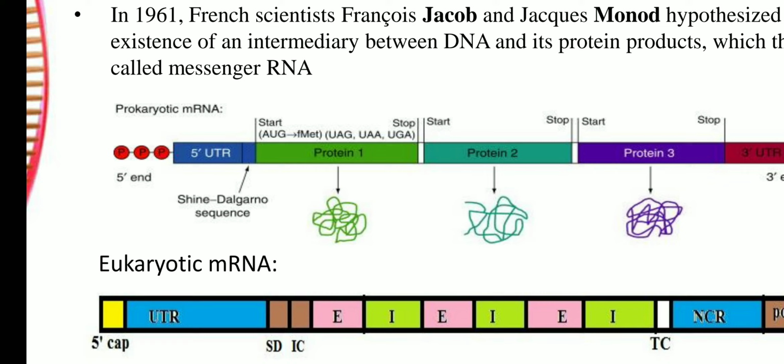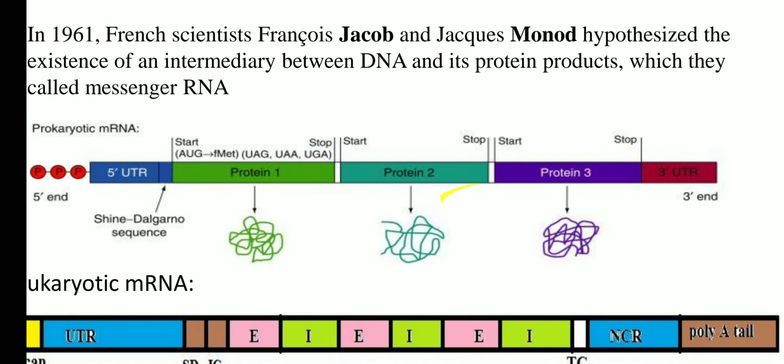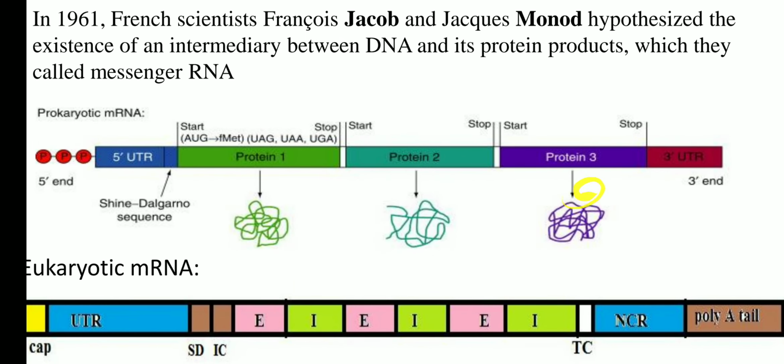Many other codons and nucleotides will be there, acting as triplet codons to help in protein synthesis, and then you have a stop codon like this. One mRNA will be coding for many polypeptides or proteins. That's why we call it polycistronic.